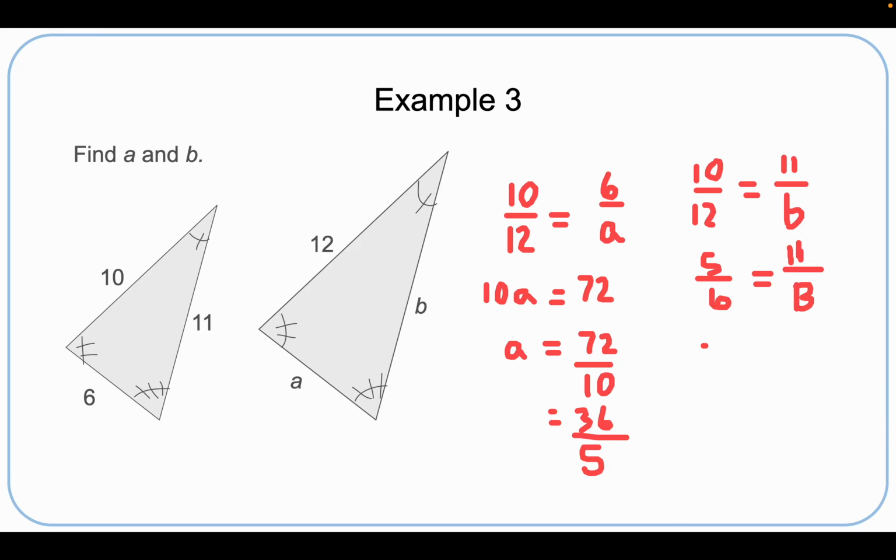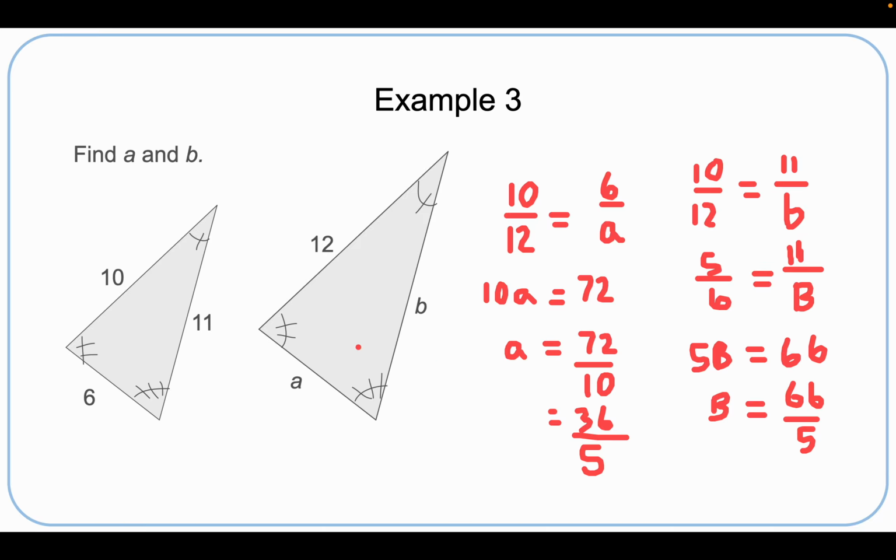And then we cross multiply. So 5B equals 11 times 6. And then to solve for B, we need to divide by 5 on both sides. So B equals 66 over 5. If we put that into a mixed number format, that would be 13 and 1/5, which makes sense when you're looking at all the numbers here on the triangles.